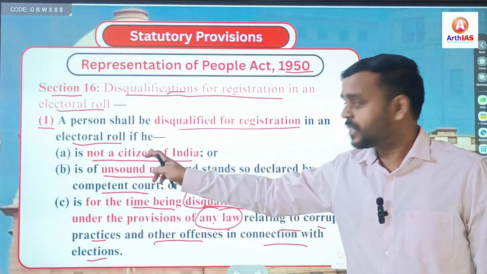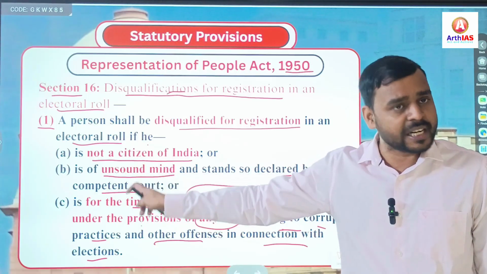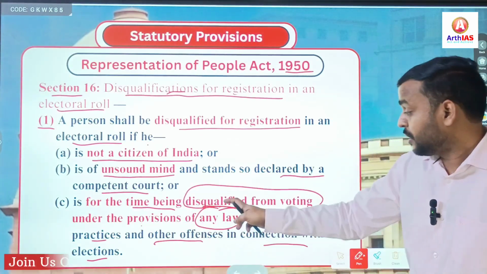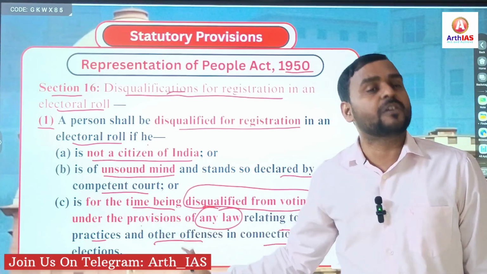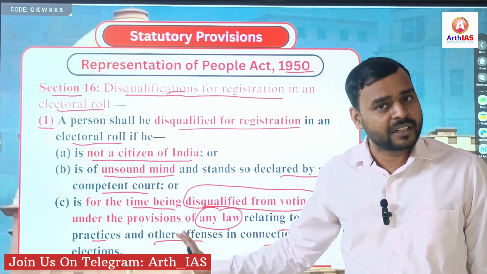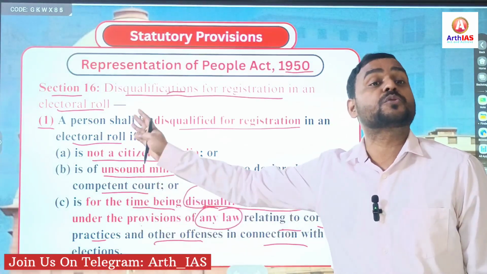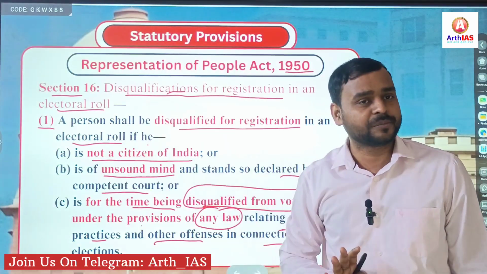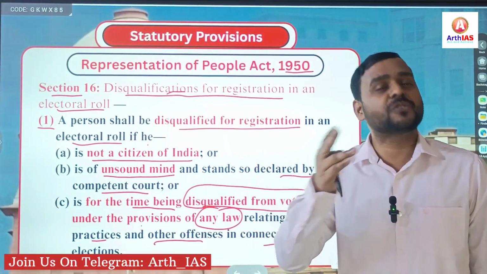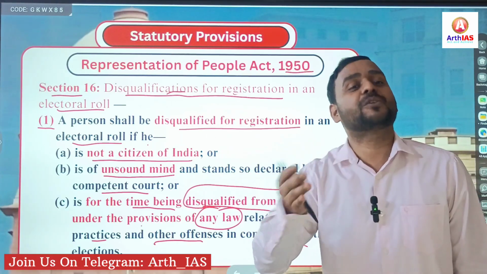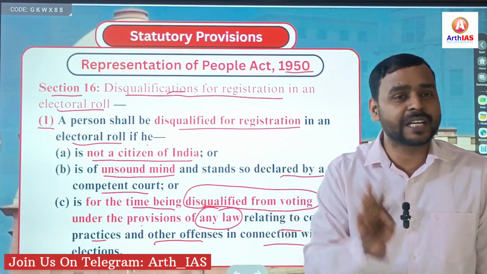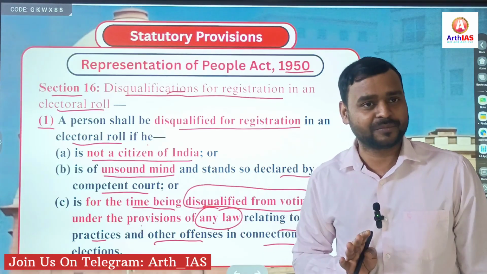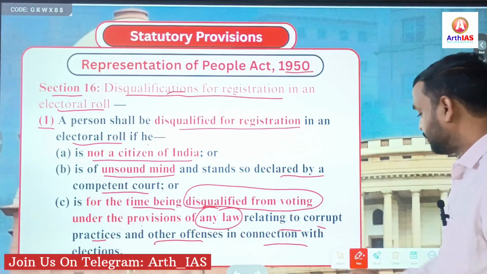Clear? So three conditions. First, if the person is not a citizen of India. Second, the person is of unsound mind. Third, the person has been disqualified from voting under any law, right? So such a person's name would not be enrolled in the electoral roll. Clear? And when your name is not in the electoral roll, you are not allowed to vote, even if you are a citizen of India or have attained 18 years or above. Clear?